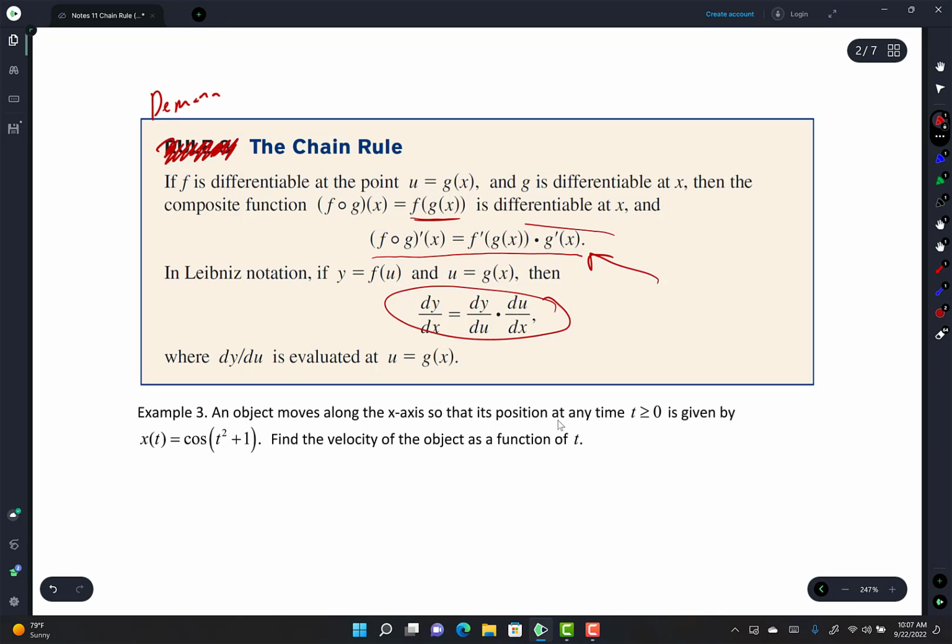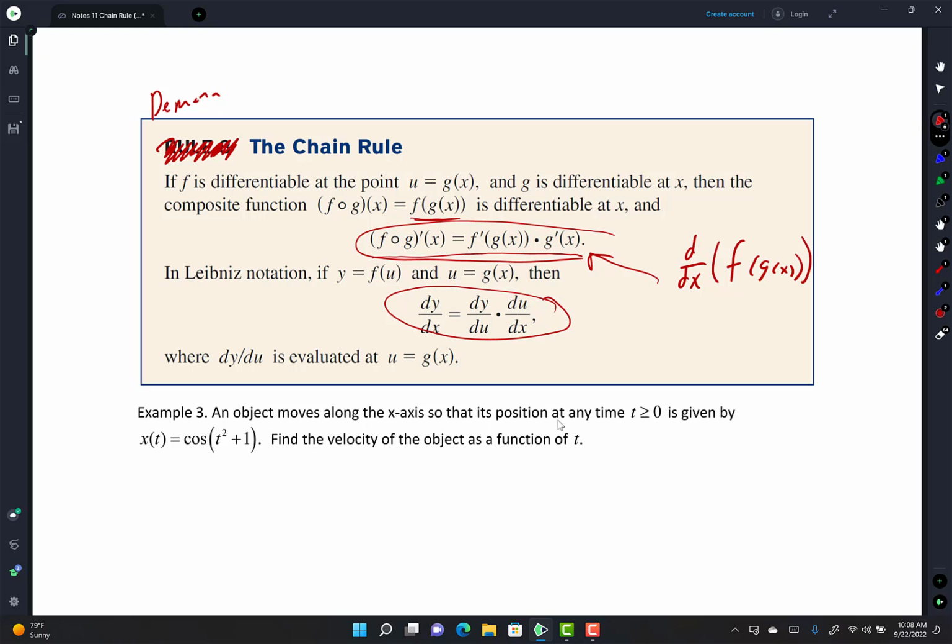So here's how you say this. The derivative of a composite function, so I'm going to write d dx of f of g of x. Do you guys agree that f is the outside and g of x is inside of f? It is the derivative of the outside, f, leave the inside alone, times the derivative of the inside.